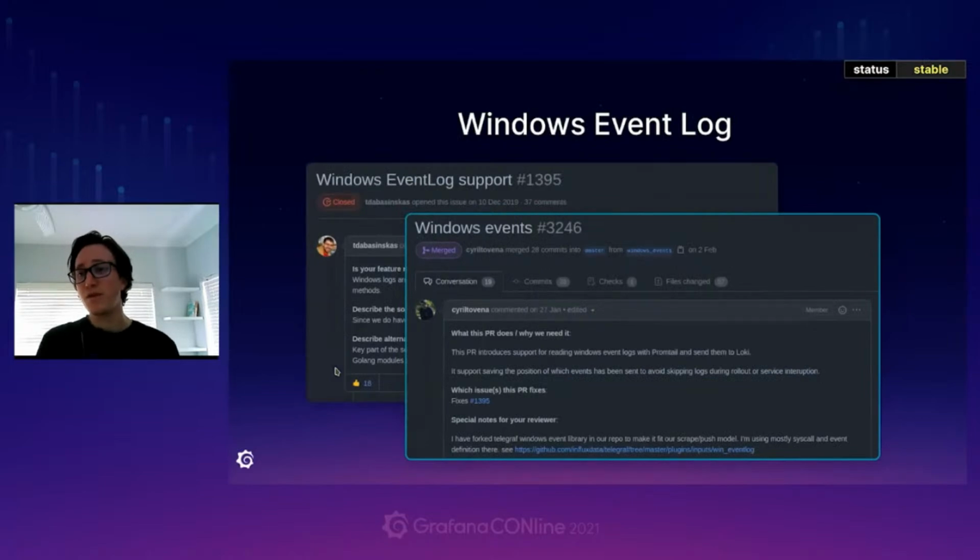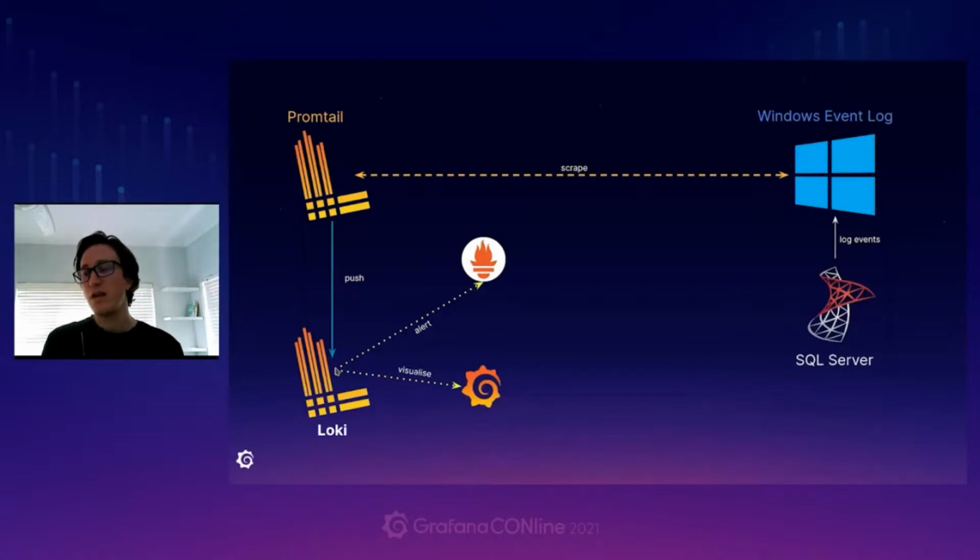A feature that is stable in Loki is scraping the Windows event log. This will be very interesting for you if you run a fleet of Windows servers. Say, for example, you've got a bunch of servers running SQL Server. Those are all pushing logs to the Windows event log. Now you can scrape those events with Promtail and send them to Loki, and then alert on that data and visualize them in order to administer your Windows servers very efficiently.